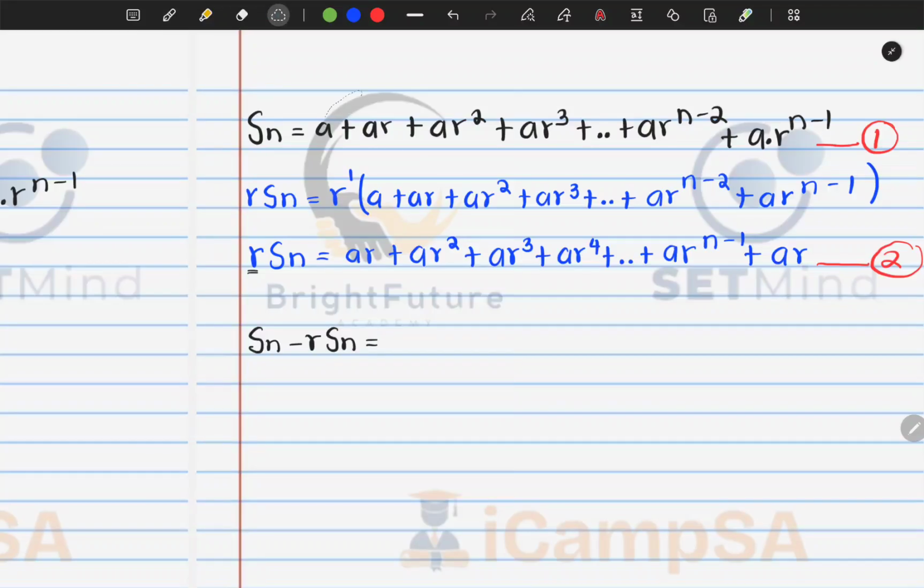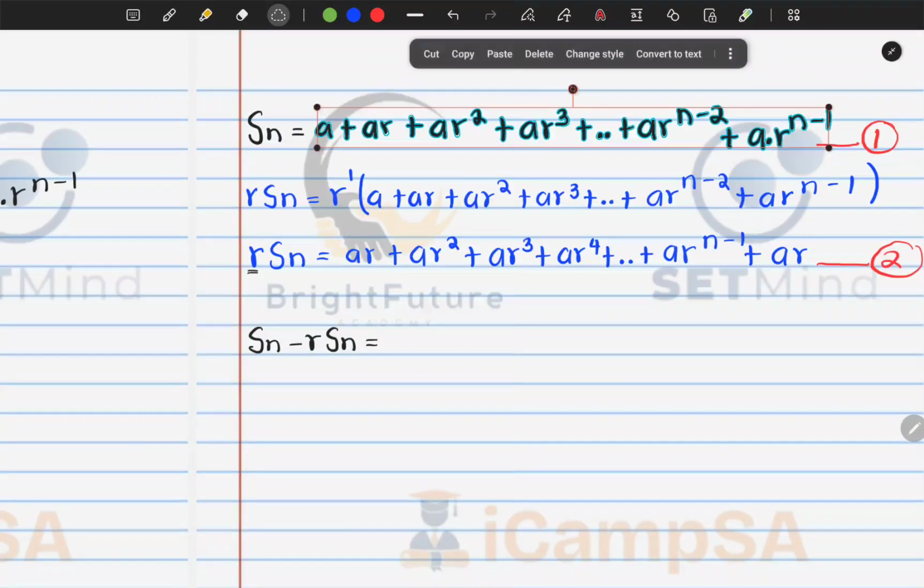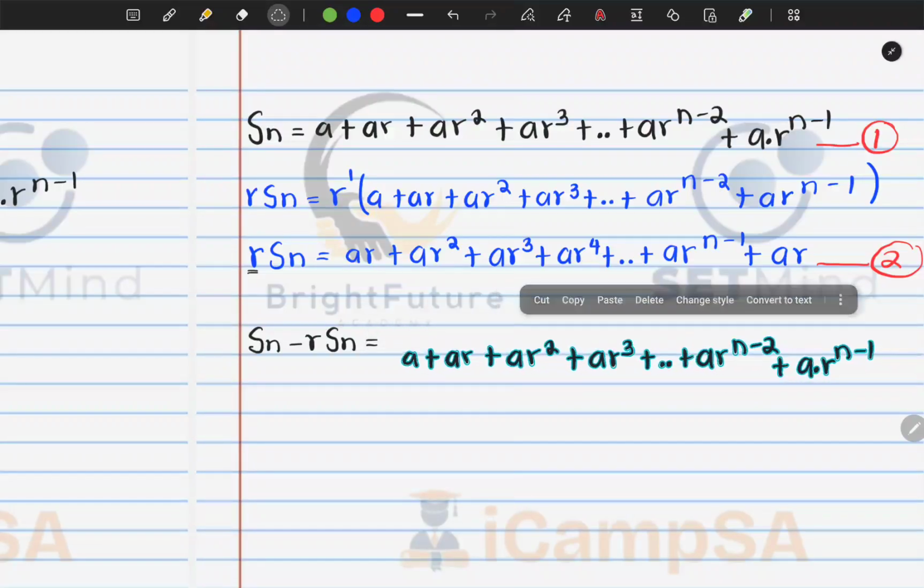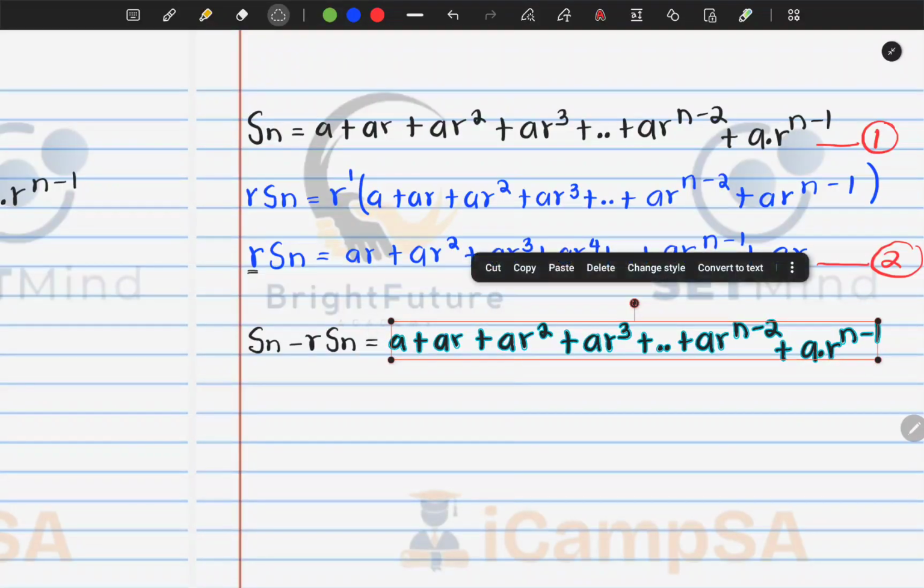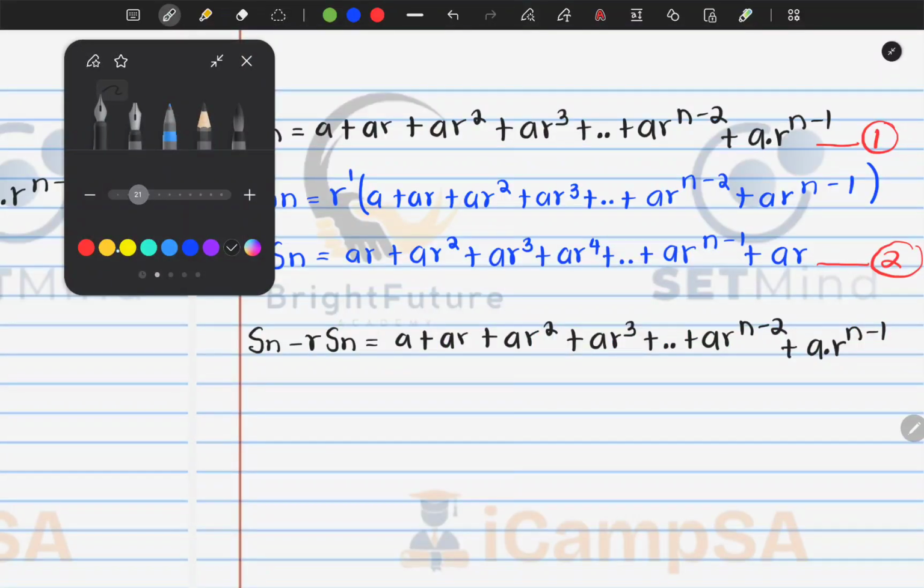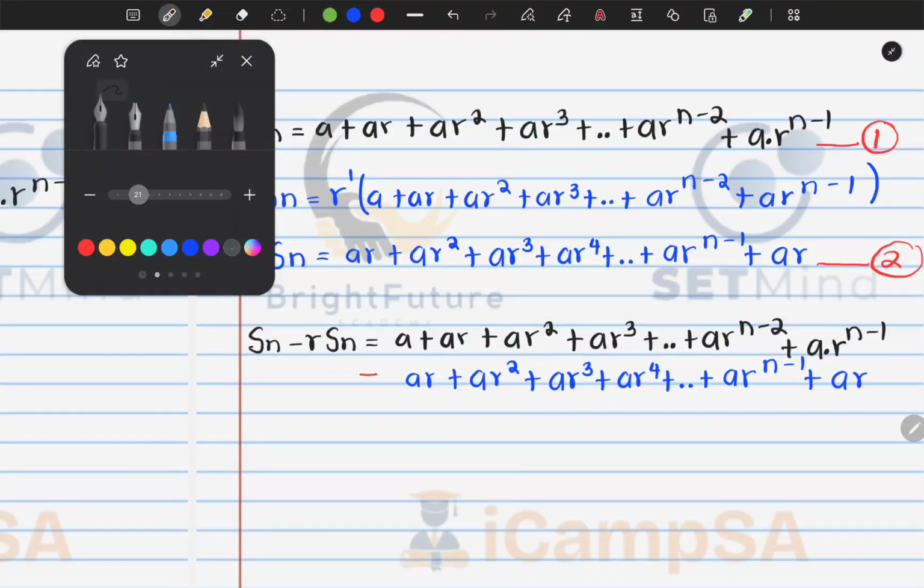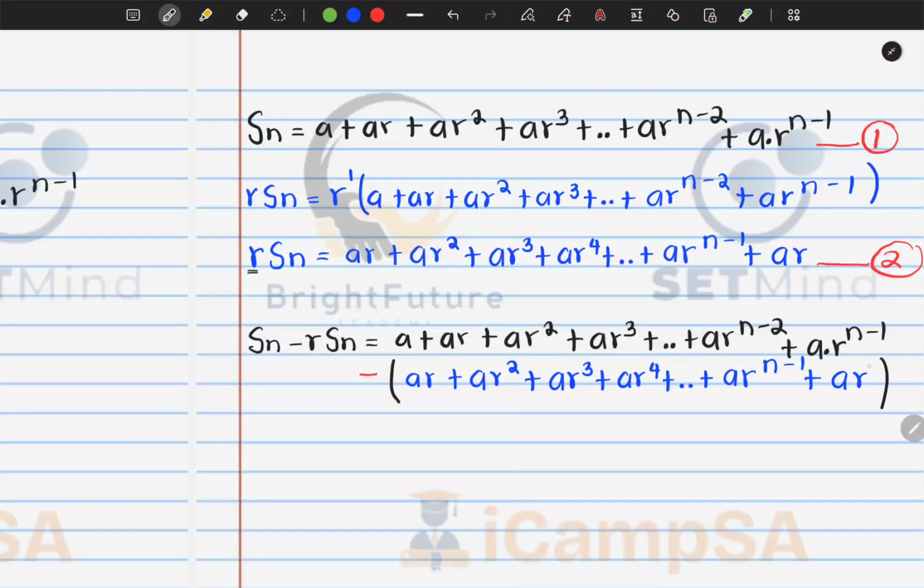If you look carefully, we'll take this Sn here, paste it here, and what we want to do is subtract the other one, which is R times Sn, this entire blue expression. Okay, so I'll just open the brackets here, and then this one here should be AR^n.